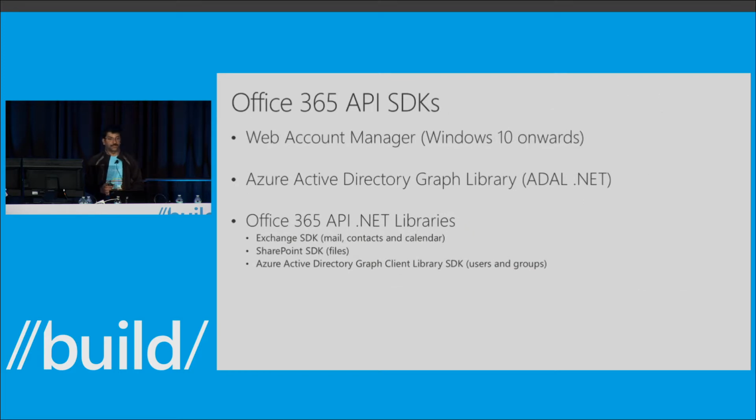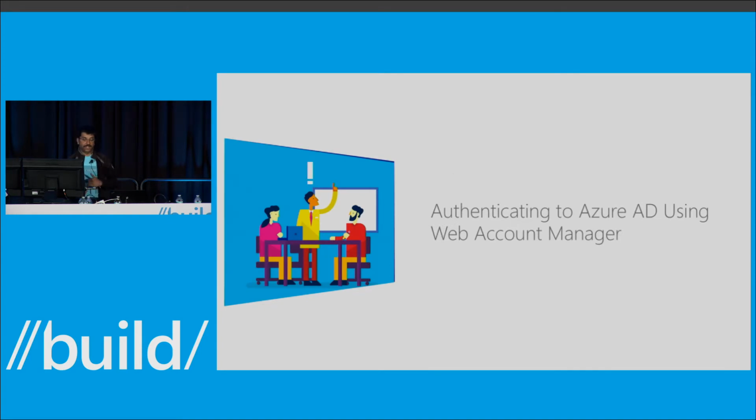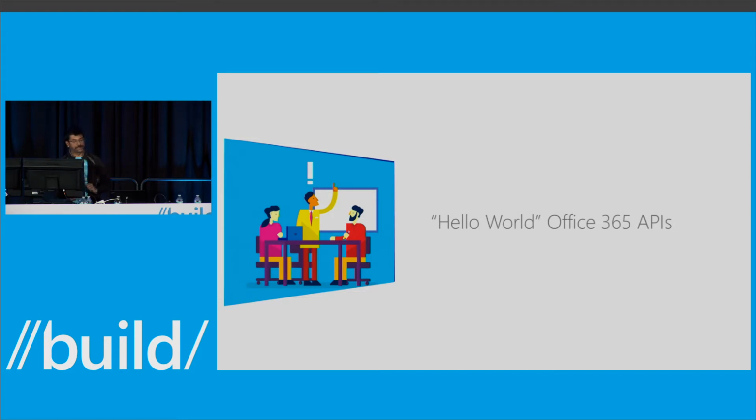We also have the SDKs for different services, and also we have the ADAL.NET and Web Account Manager APIs in Windows 10. We have SDKs for Exchange, which includes mail, contacts, and calendar, and SharePoint files. There's a little bug in the OData libraries that these SDKs depend on that makes Exchange not work in Windows 10 apps today. But the team has already understood what the problem is, and we're working to issue an update very soon, probably in two or three weeks' time. So let's look at the Web Account Manager code and then look at how we use the Office 365 APIs.